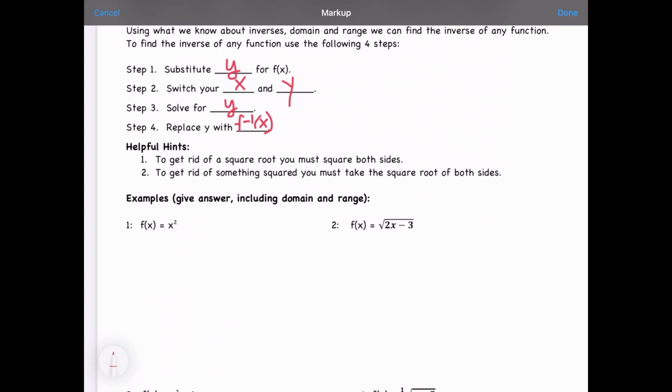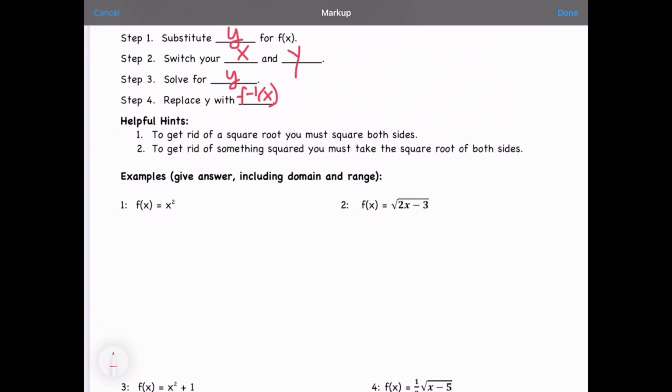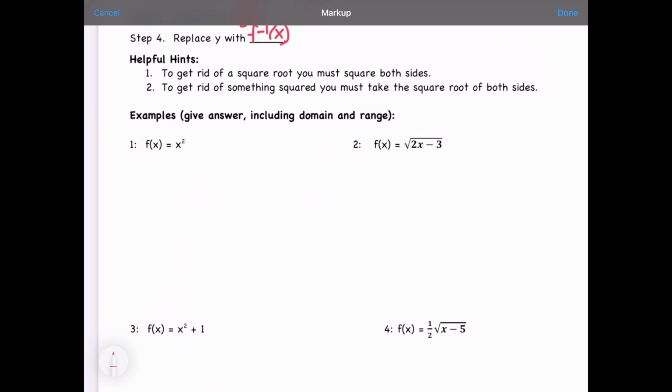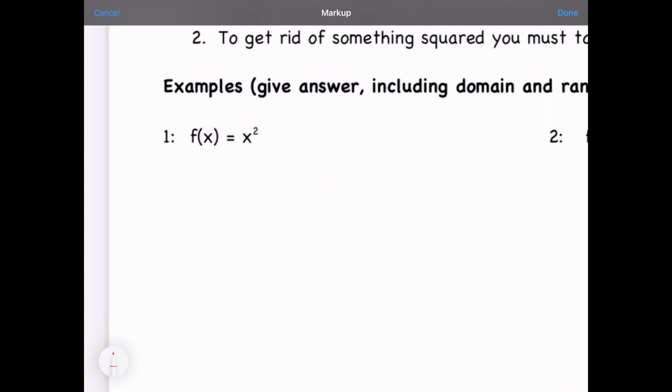Remember, to get rid of a square root, you must square both sides. To get rid of something squared, you must take the square root of both sides. And it says give our answer including domain and range. So for this first one, f of x equals x squared. So we change it to y equals x squared. Then we switch x and y. So x equals y squared.